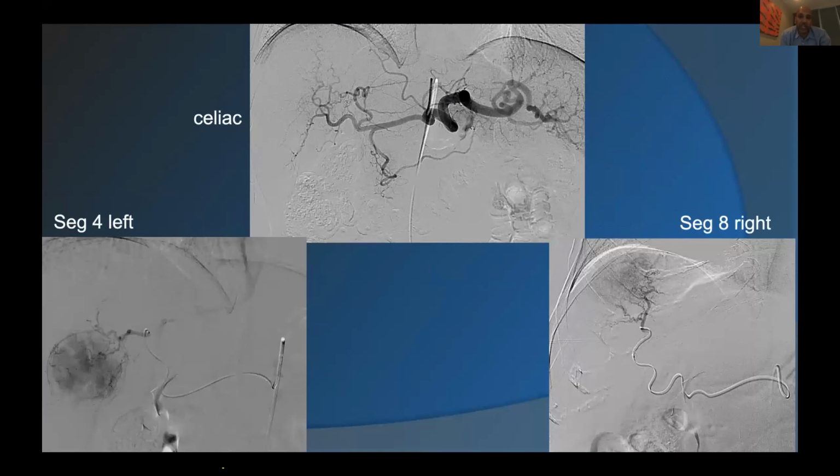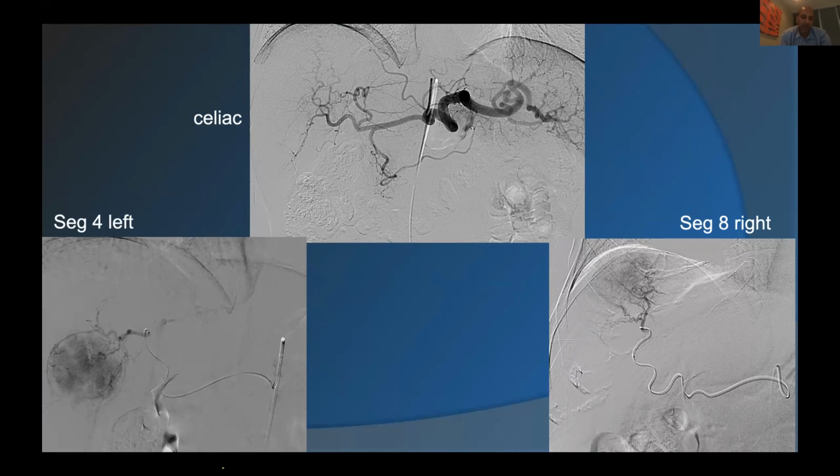This is his celiac angiogram on the top image, which is standard anatomy. And even though you have a left hepatic lobe tumor and a right, we're not doing left treatment and right treatment. We're doing segment 4 left, which is in the bottom left. And then we're doing a segment 8 in the bottom right. And we do this all at the same time.